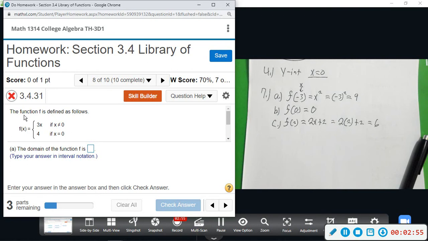Okay, so number 8, we have this function defined. We want to know the domain of the function. Okay, so let's talk about this.